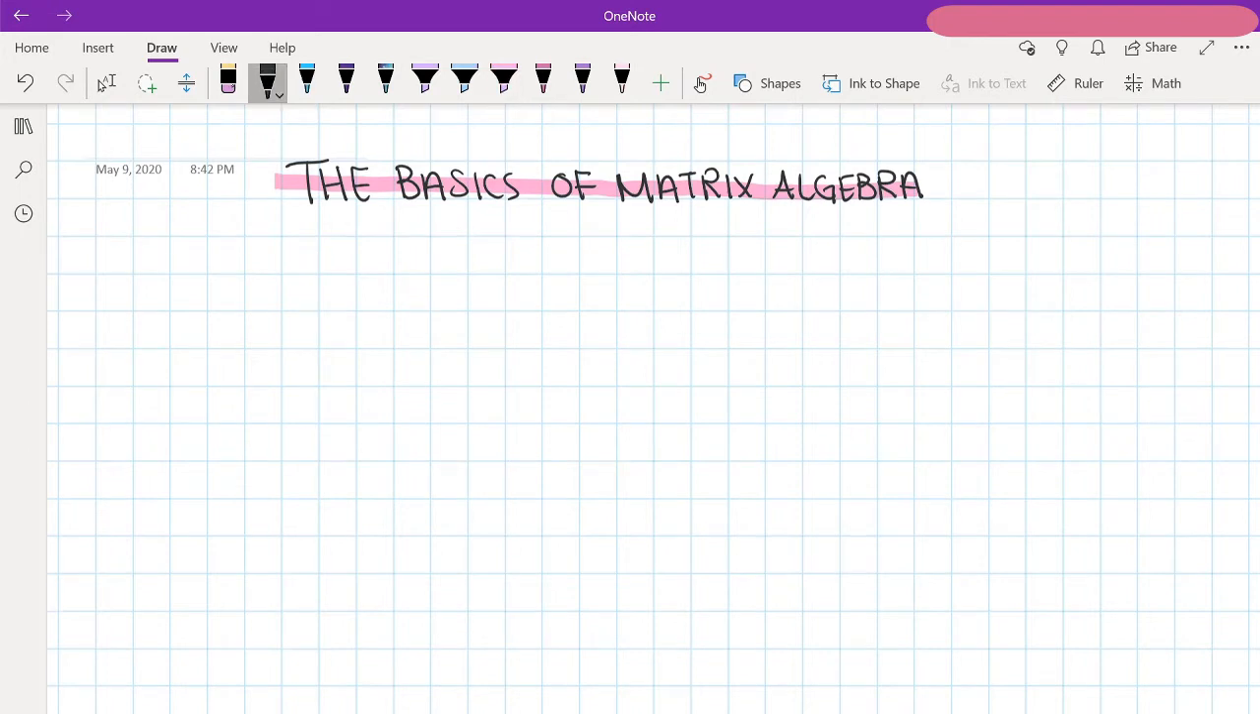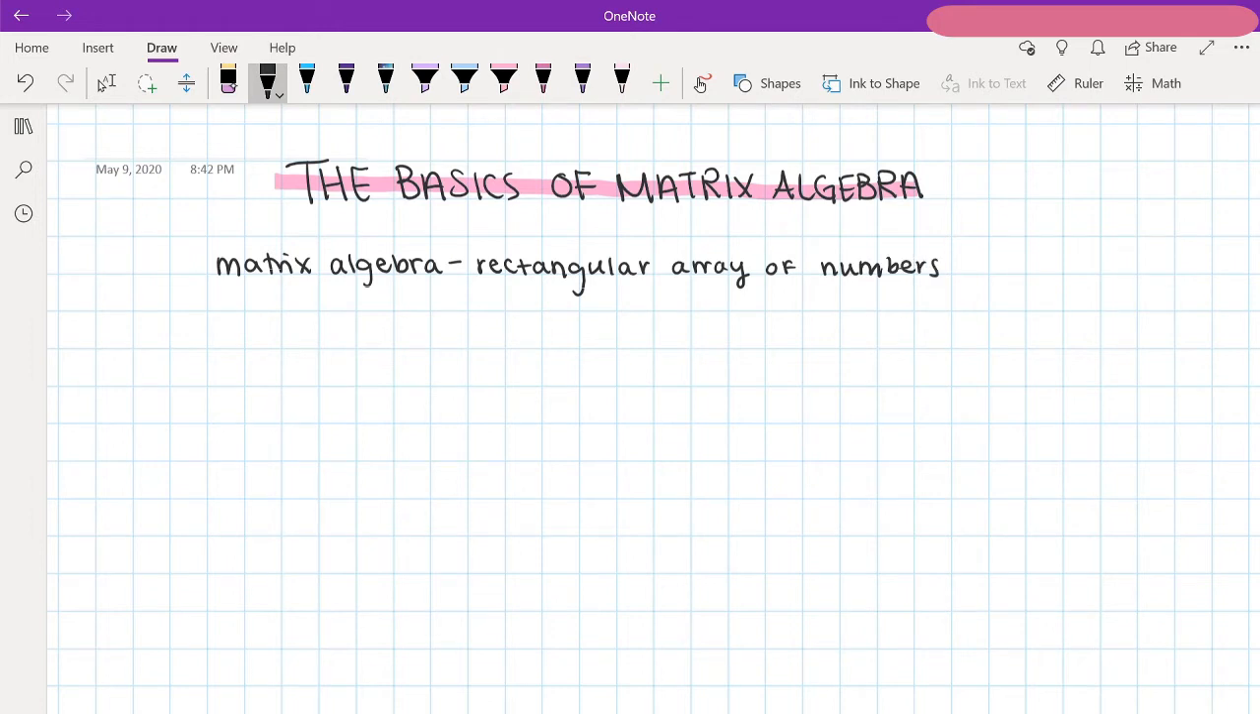So a matrix is a rectangular array of numbers. This just means that the numbers are written in any kind of shape, but that could be like a rectangle, a square, all of the above. So as you'll see, that's going to be written next.